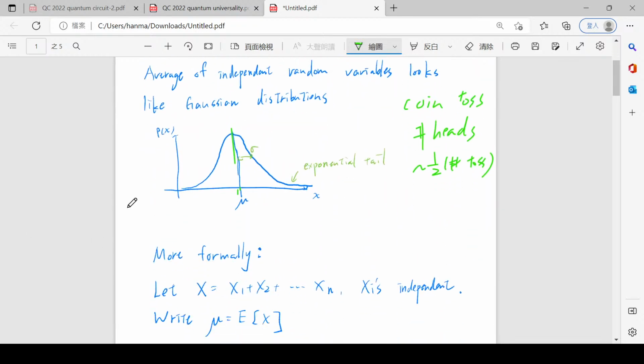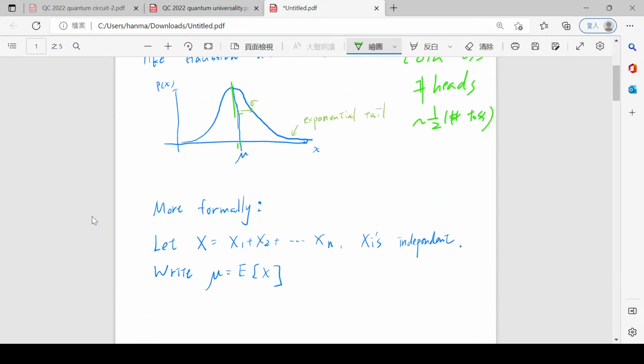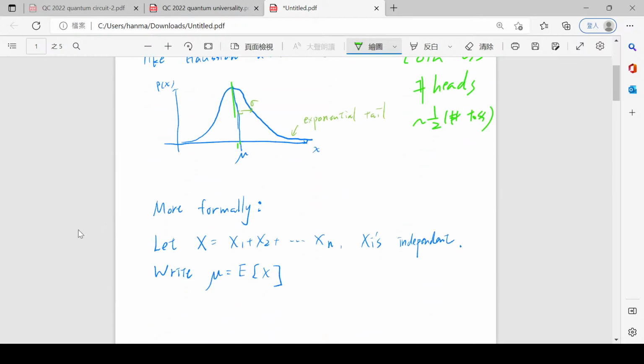Now we want to say these things more formally, and we'll introduce two inequalities, Hoeffding and Chernoff. So let's set up things a bit more formally. Our independent variables we call x1 to xn. Then we have some sum over them. So I have a random variable X that's the sum of a whole bunch of, small n, independent random variables x1 to xn. Then this is just notation: this mu is the expectation value of X, so it should be the true average of big X.